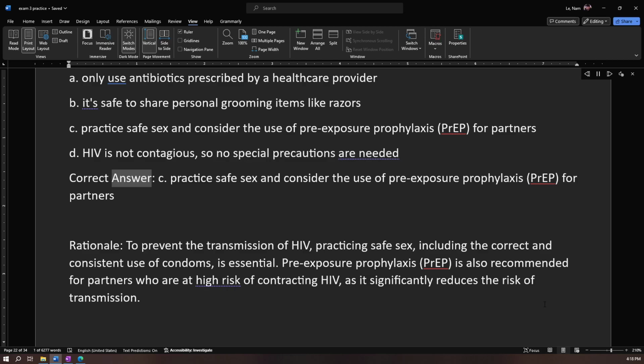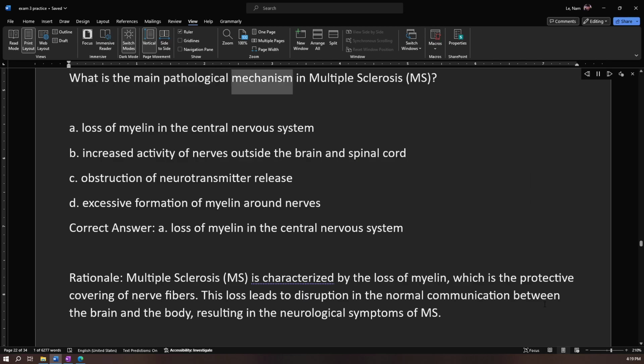Correct answer. C. Practice safe sex and consider the use of pre-exposure prophylaxis, PrEP, for partners. Rationale. To prevent the transmission of HIV, practicing safe sex, including the correct and consistent use of condoms, is essential. Pre-exposure prophylaxis, PrEP, is also recommended for partners who are at high risk of contracting HIV, as it significantly reduces the risk of transmission. What is the main pathological mechanism in multiple sclerosis, MS?